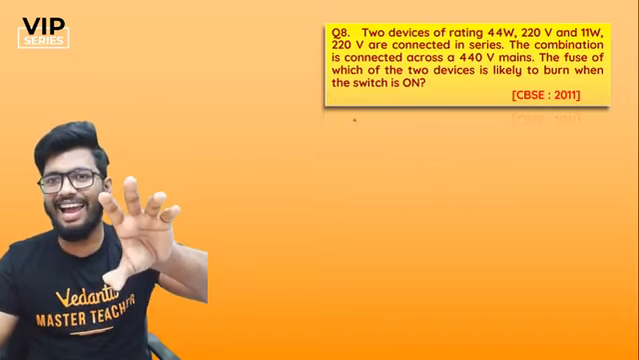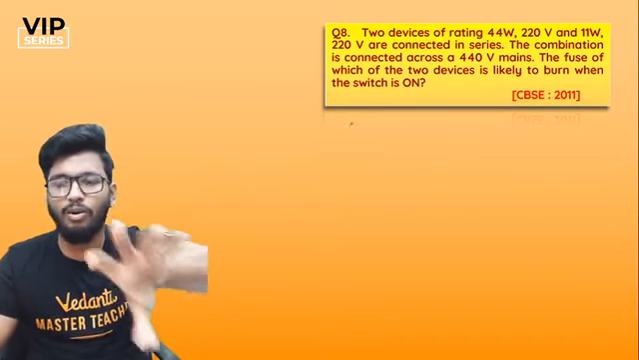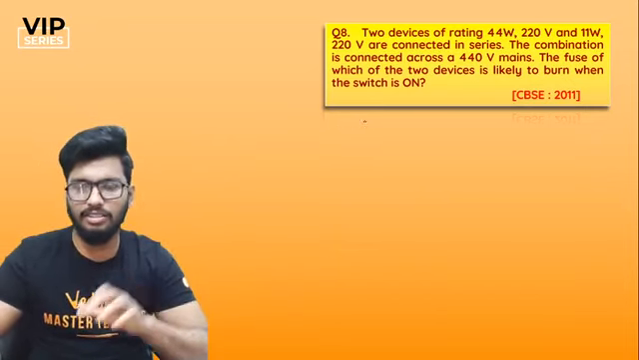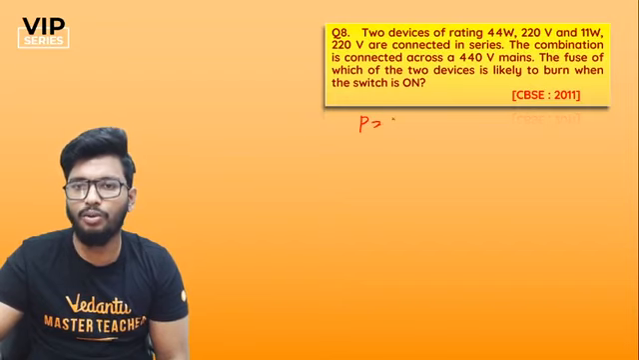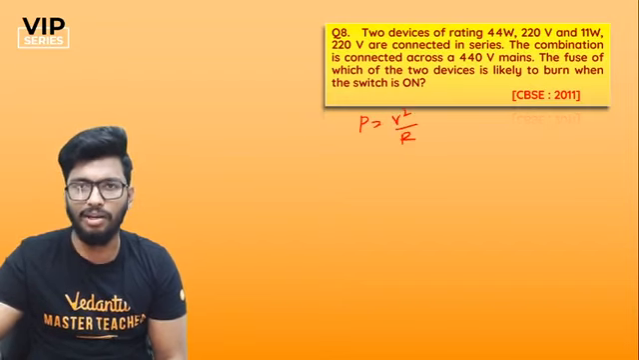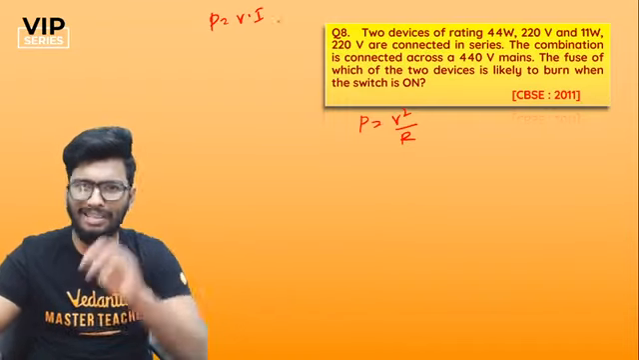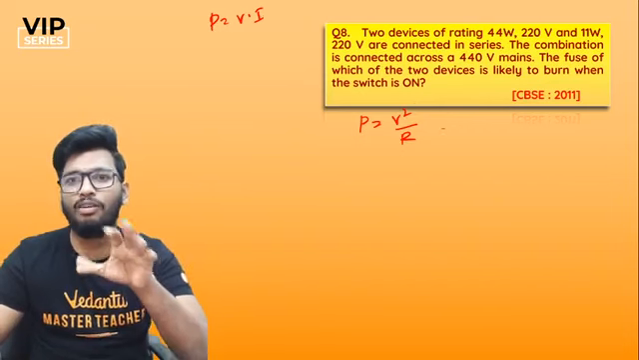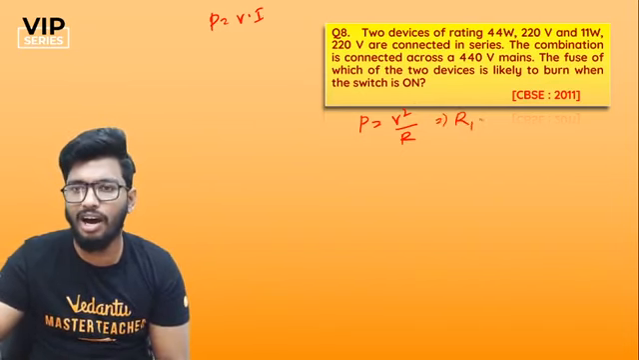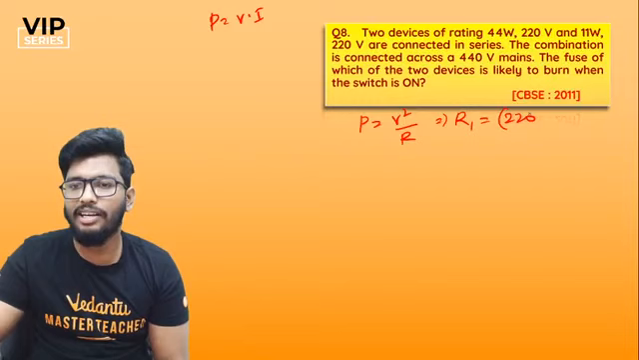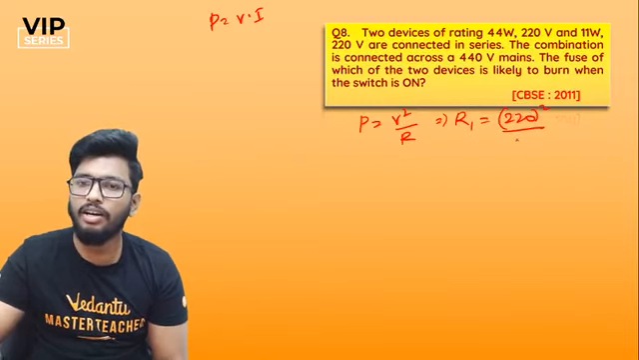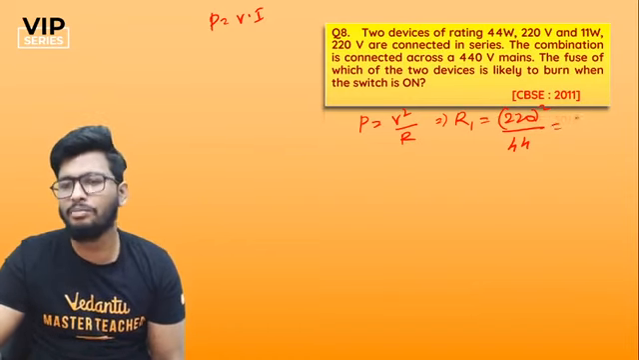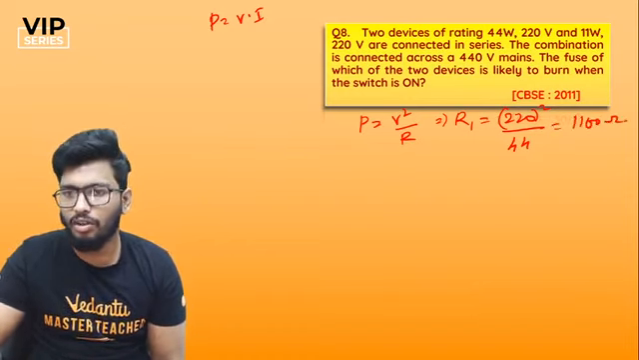The power rating and the voltage of the first one are given, and the second one is also given. So I'm going to use the formula P = V^2/R, because power is equal to V into I, and in place of I, I substitute V by R, and I get V^2/R. So I'm going to find out what R is. R1 is equal to 220 the whole square divided by 44, since power is 44. If you calculate this, you'll get 1100 ohms for the first one.